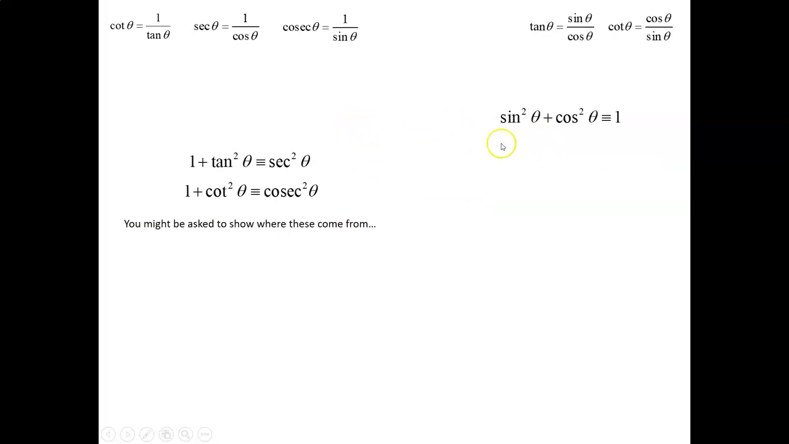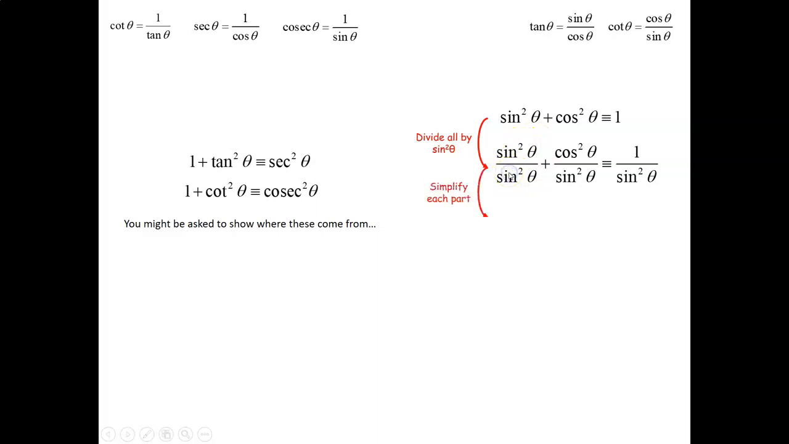Now, similarly, I could divide everything by sine squared theta. So I get sine squared theta over sine squared theta is 1. Cos squared theta over sine squared theta, that's cot squared theta. And then 1 over sine squared, 1 over sine is cosec, so 1 over sine squared will be cosec squared.